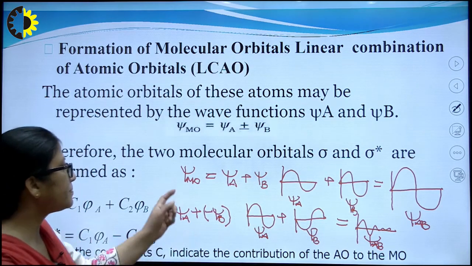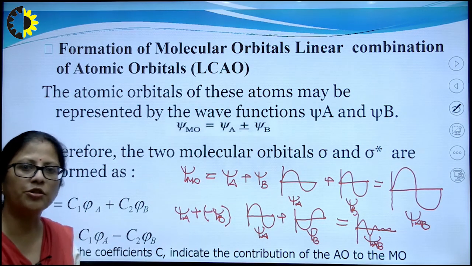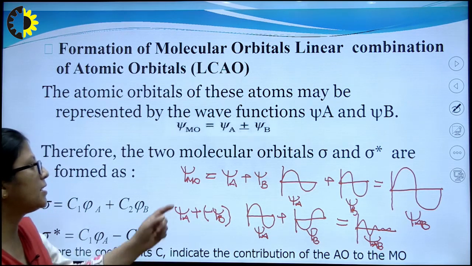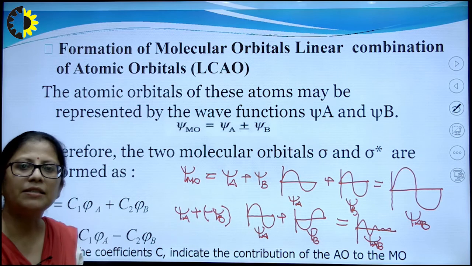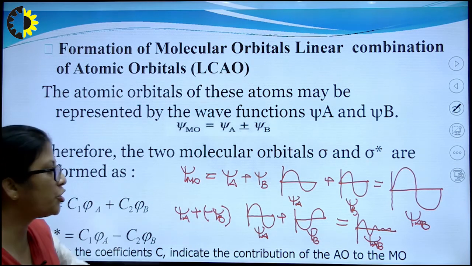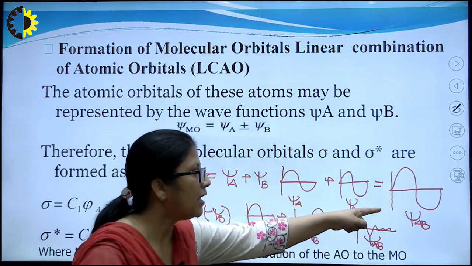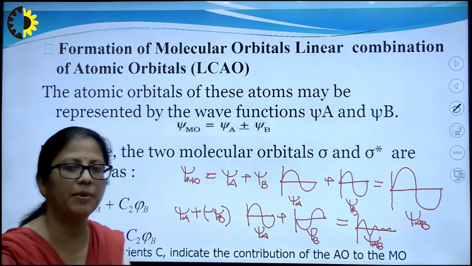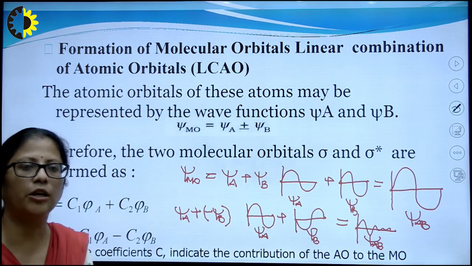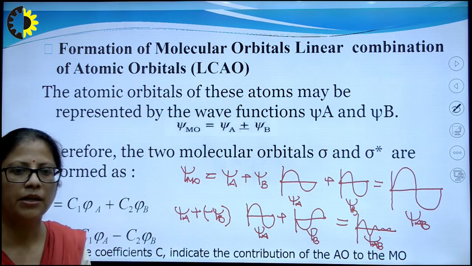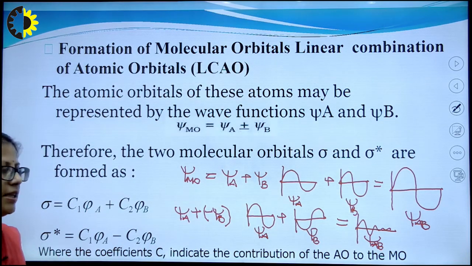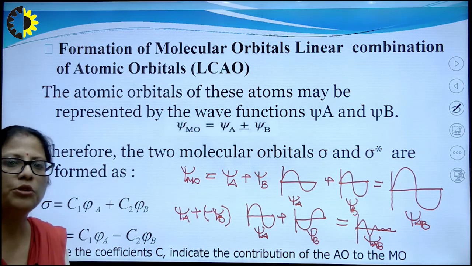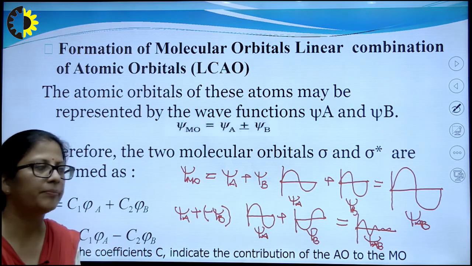So, here two types of combinations are possible. As a result, two molecular orbitals, namely sigma and sigma star, are formed. If constructive interference takes place, then the sigma bond will result, and if destructive combination takes place, then the sigma star molecular orbital will be formed. And here the coefficient C indicates the contribution of atomic orbitals to the molecular orbital.